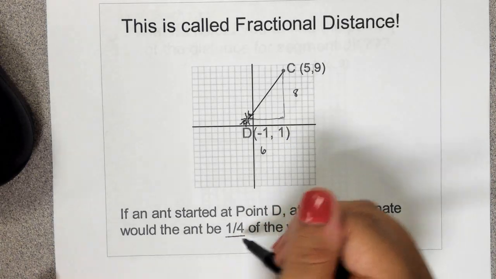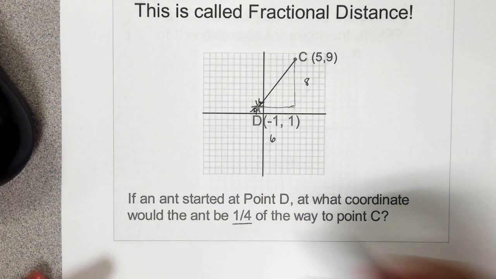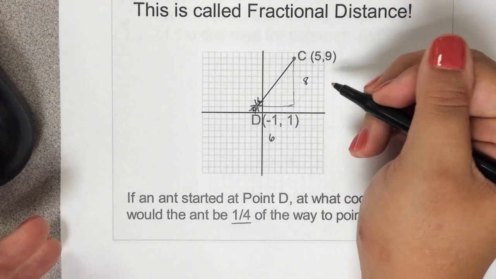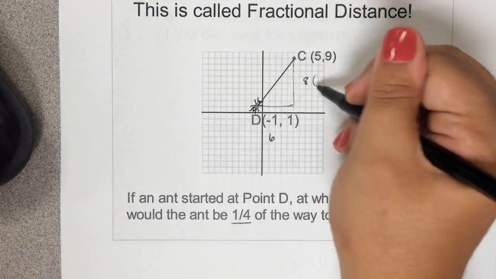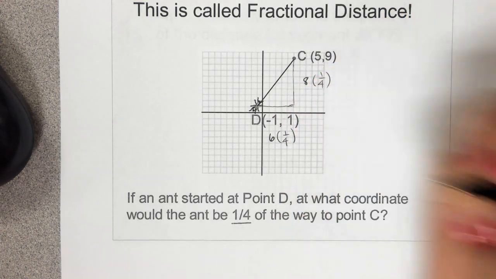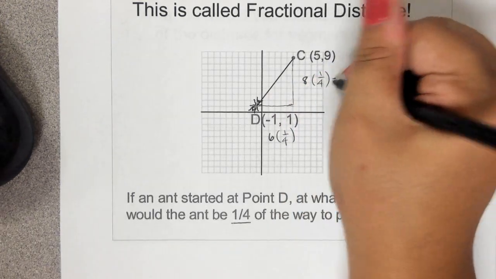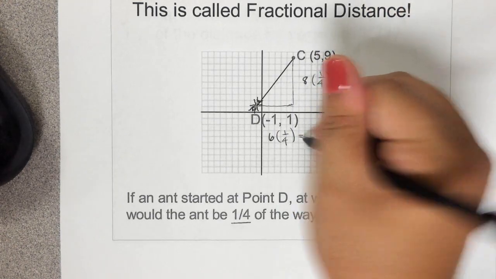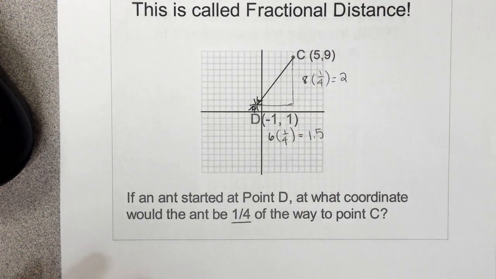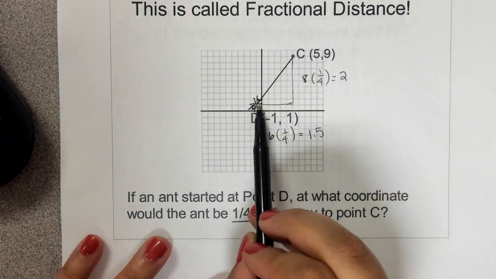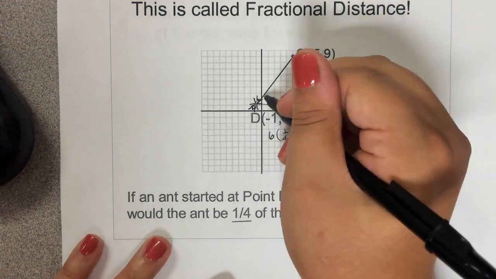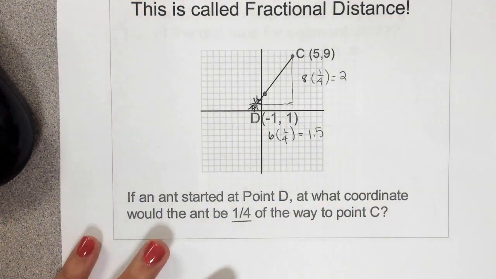But I don't want midpoint this time. I want 1/4 of the way. So what could I do? I could divide by 4, or that's the same thing as multiplying by 1/4. So I can multiply by 1/4. 1/4 of 8 is 2. 1/4 of 6 is 1.5. So now I could go 1.5 and then up 2, and that would be my new point.